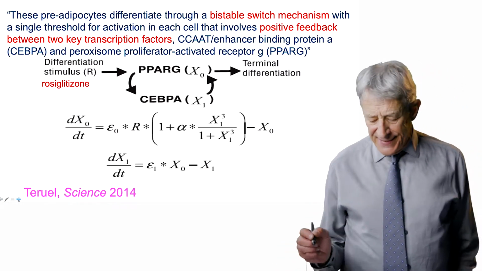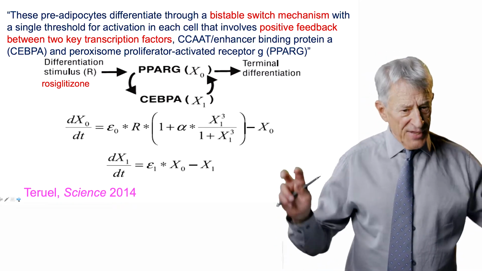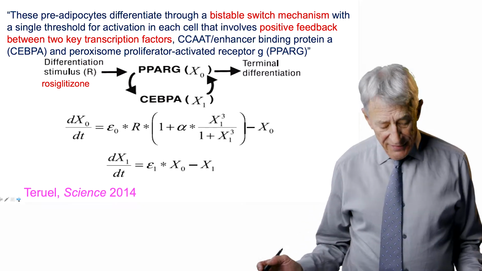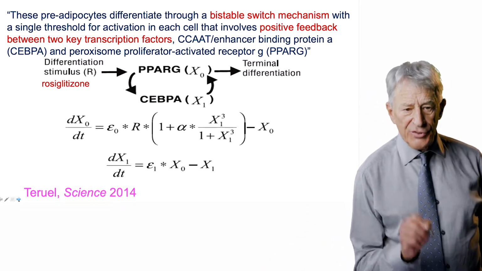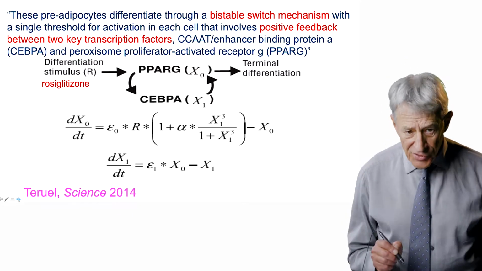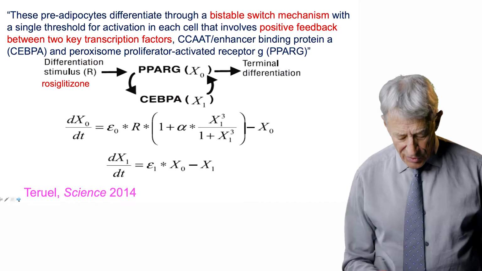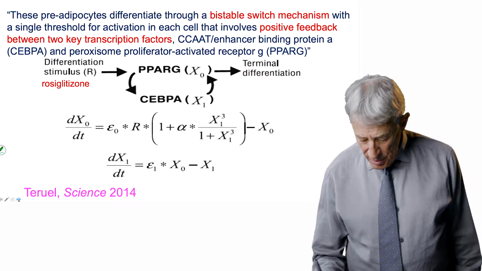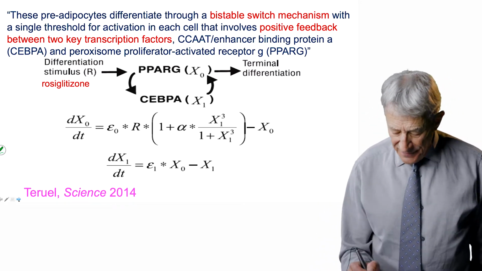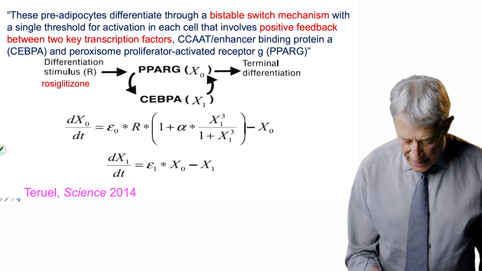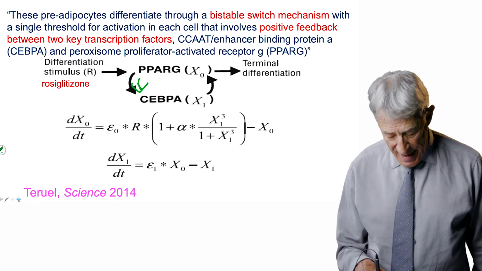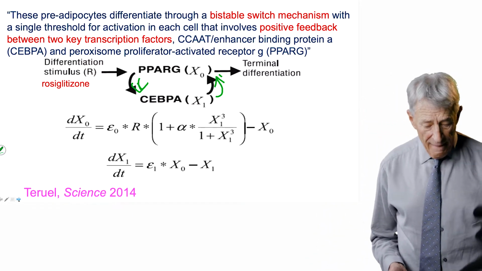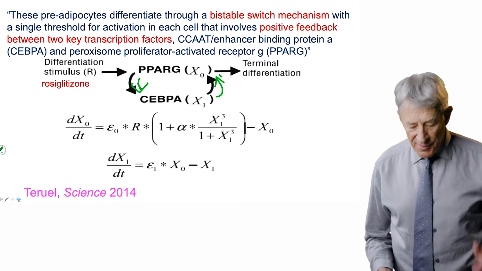These pre-adipocytes differentiate through a bistable switch mechanism with a single threshold for activation that involves positive feedback between two key transcription factors. And then she has her flow chart and a true differential equation. And you'll notice that here is the positive feedback loop. PPAR gamma enhances CEBPA, and CEBPA feeds back positively onto PPAR gamma in the presence of the differentiation stimulus.